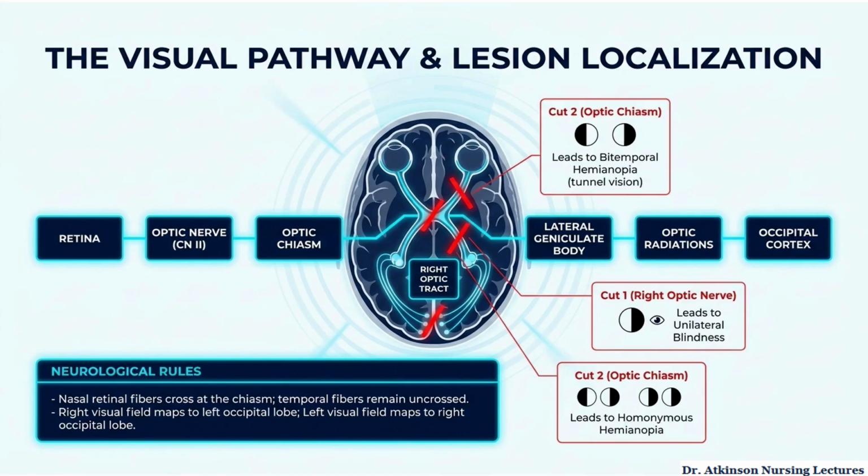At the optic chiasm, nasal retinal fibers cross, while temporal retinal fibers remain uncrossed. A lesion involving the right optic nerve causes unilateral blindness in the right eye. A lesion at the optic chiasm produces bitemporal hemianopia, commonly described as tunnel vision. A lesion involving the optic tract produces homonymous hemianopia. The right visual field is processed in the left occipital lobe, while the left visual field is processed in the right occipital lobe.